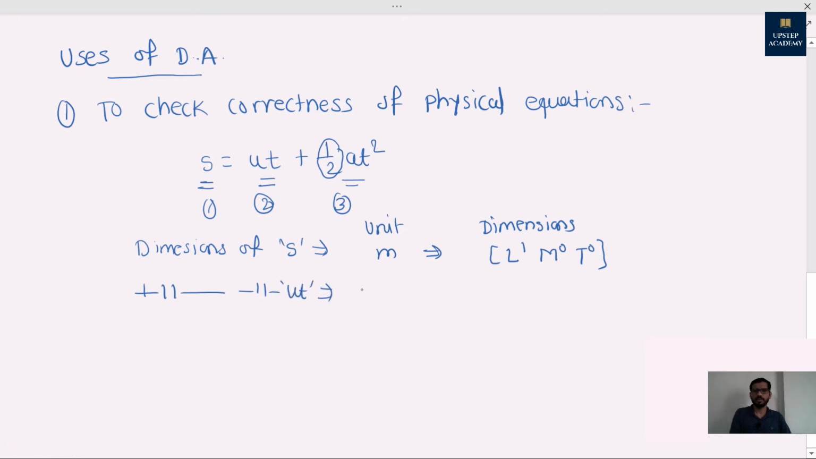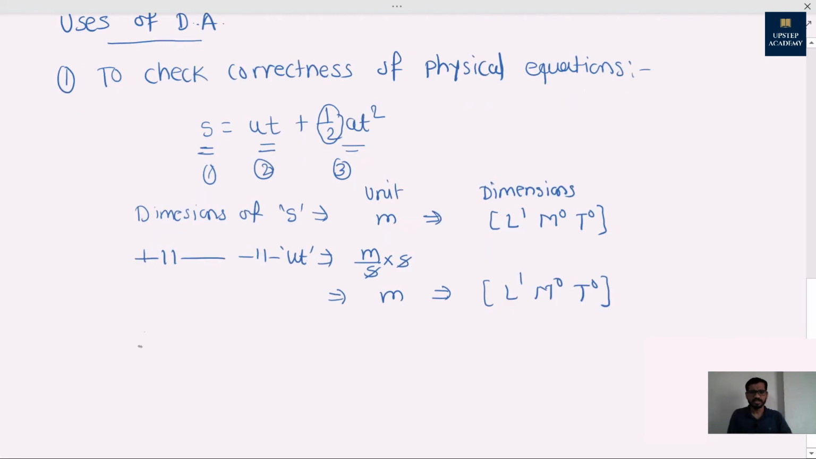What will be the unit of it? Its unit will be meter per second, as u is the initial velocity and meter per second is its unit, and into second again, because time is in seconds. So the second will get cancelled, and ultimately the unit of ut will become m, and its dimensions will be the same: L raised to 1, M raised to 0, T raised to 0.